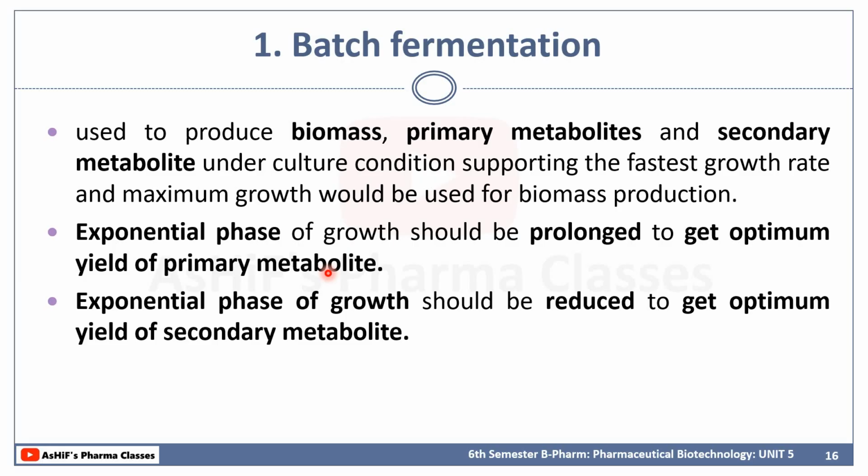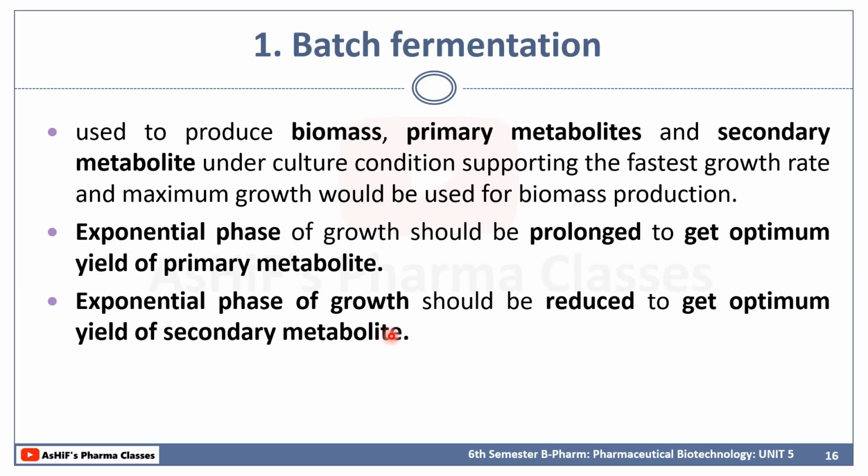fermentation products. So basically, what we are going to produce, either the desired product is a primary metabolite or a secondary metabolite. If the desired product is a primary metabolite, we will prolong the exponential phase. As the length of the exponential phase increases, there will be an increased production of primary metabolites. And if the desired product is a secondary metabolite, we will reduce the length of the exponential phase. So it will very quickly reach the stationary phase as well as the decline phase, so that it will produce the maximum amount of secondary metabolites.